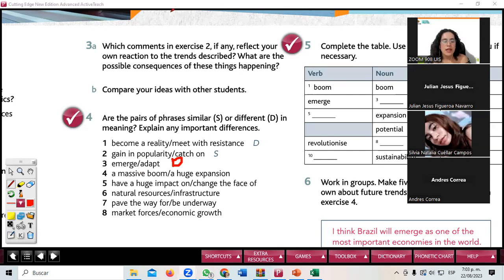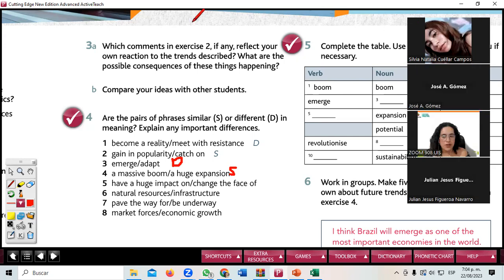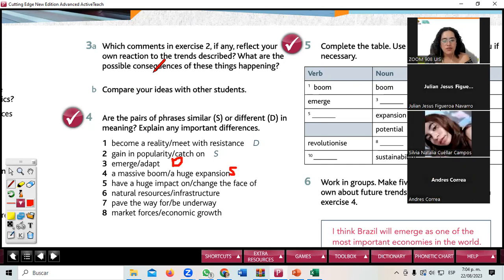Remember, raise your hand. A massive boom or a huge expansion. Silvia? Teacher, I think it's similar. Yeah, these are similar. A massive boom is similar to a huge expansion. All right. For number 5, maybe Jose: have a huge impact on or change the face of. It's similar, teacher. Yeah, these ones are similar as well.